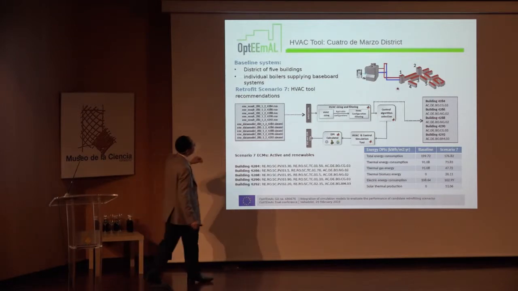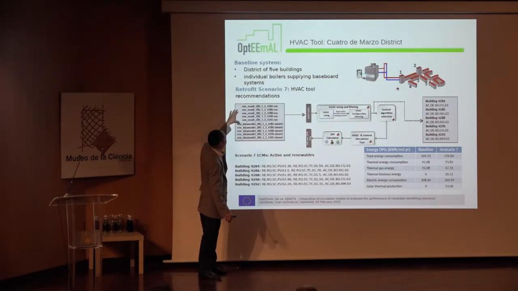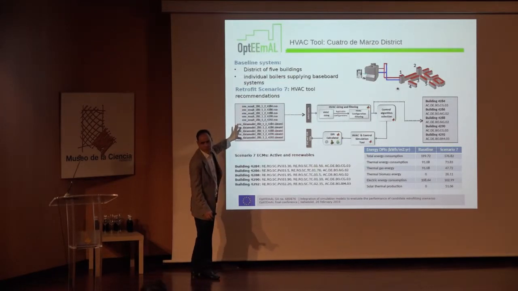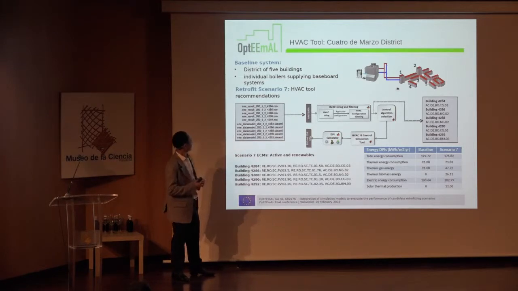Here we see the inputs to the tool. These are the EnergyPlus outputs for each building. We have 5 buildings, so each one is one EnergyPlus output for that building. And here we have the data models with the equipment parameters for each of those buildings.